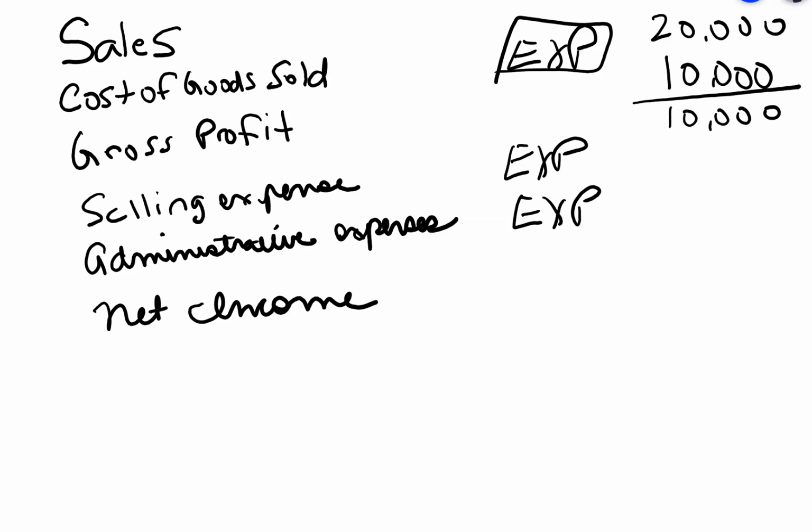Then we know from there we've got to have enough leftover profit to cover any selling expense here, any administrative expense here, to still have some net income there. So that's why we move that expense up there so that we can break out our gross profit.